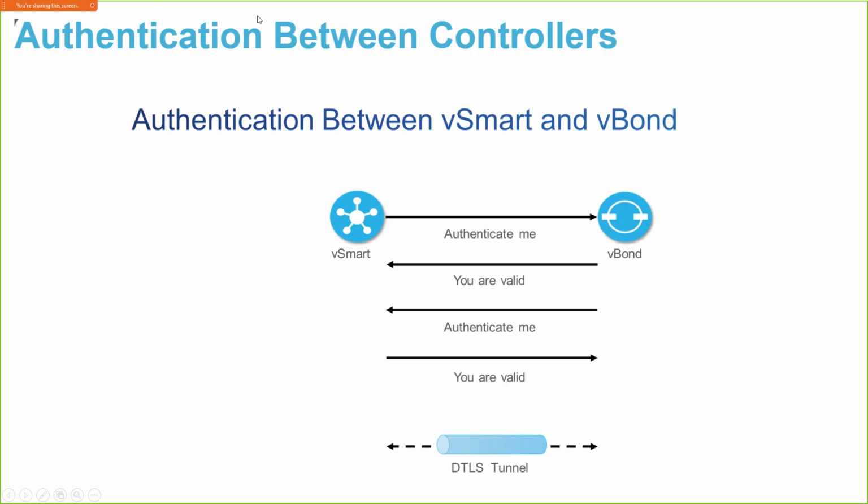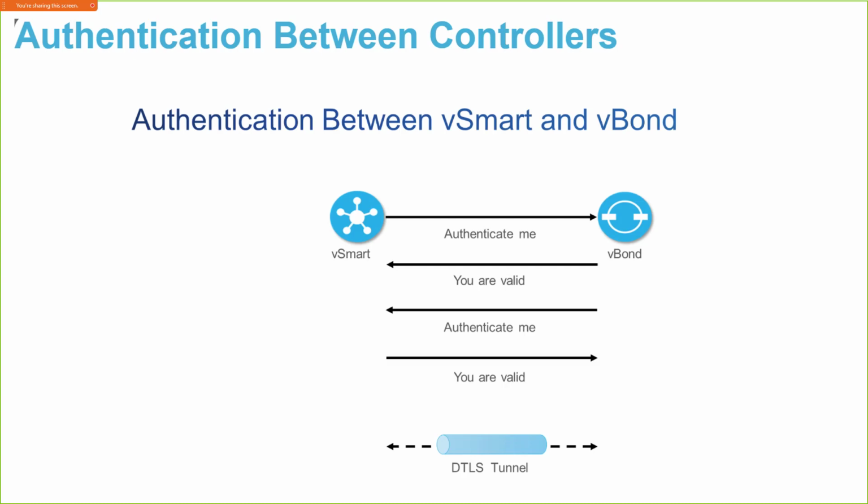All right. So how do we do the authentication between vSmart and vBond? The communication process is kind of basic. You look at the diagram here. It says, "Authenticate me." Okay, you are valid. Authenticate me. You are valid. That's obviously a generic way of looking at this, right? And then we establish the DTLS tunnel.